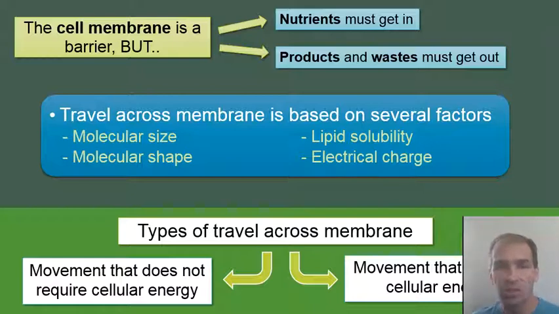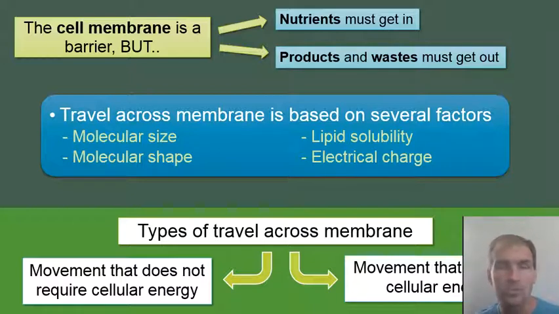And we need things to leave the cell. It may be waste from the cell. It may be different things that were formed in the cell, like pancreatic beta cells forming hormones. It might be neurotransmitter from a neuron. And so things have to enter and leave the cell.